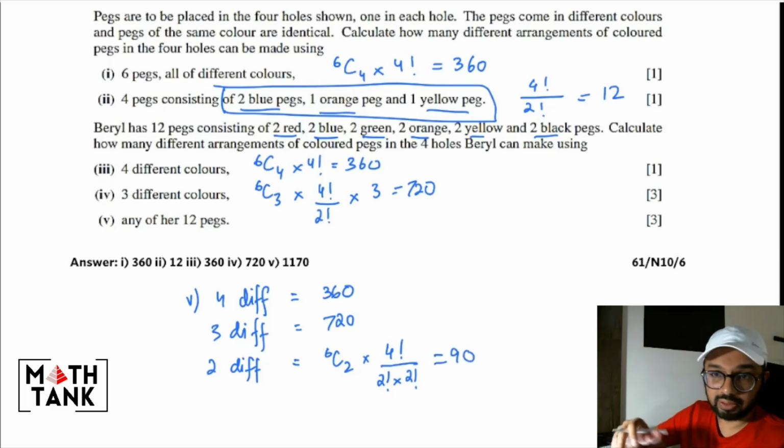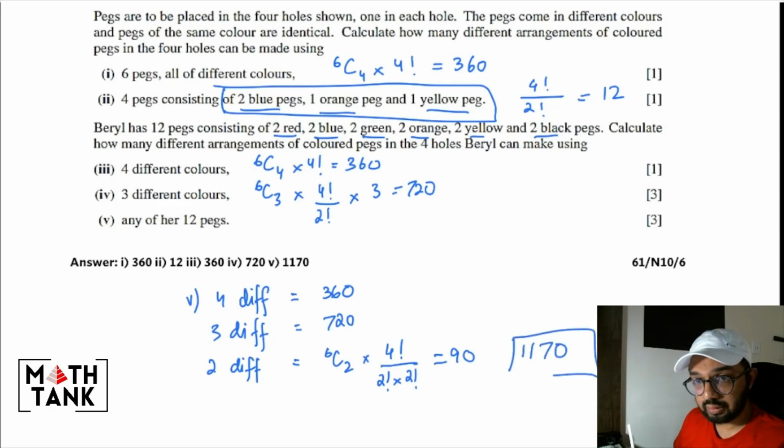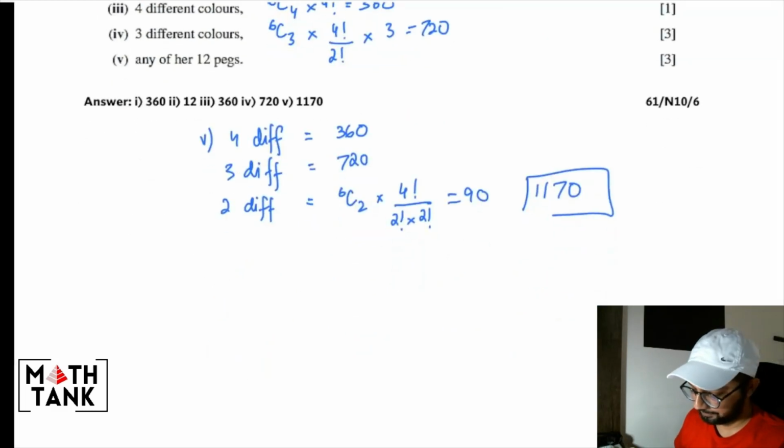Why didn't I have to multiply by 2 in the last case? Like in the last case, I did not know which color was being repeated, because there were 3 different colors. In this case, since there are just 2 different colors, each will be repeated twice in every combination that I get, so I don't really need to multiply for the different situations here. So I get a total of 1170. And that's the final answer.